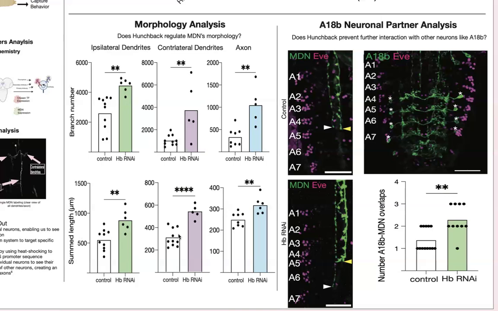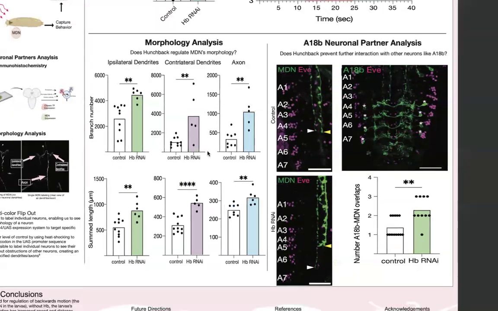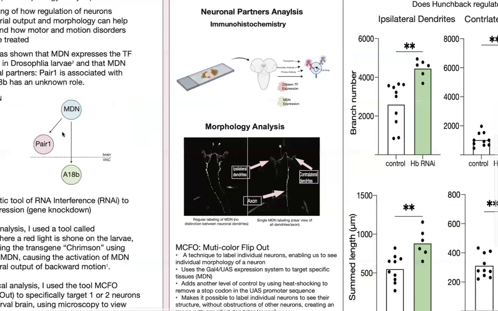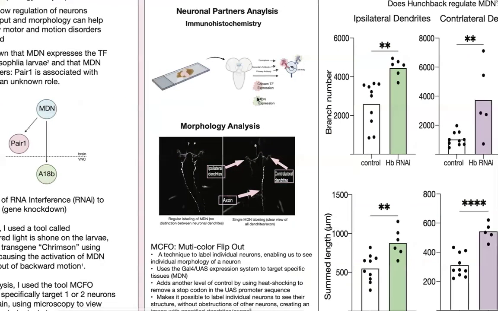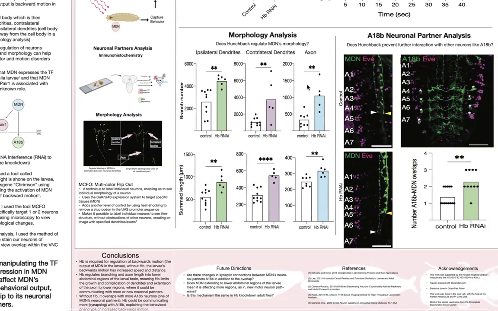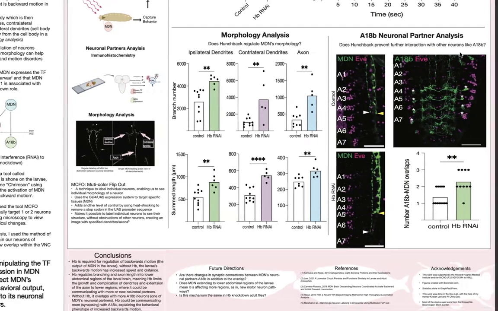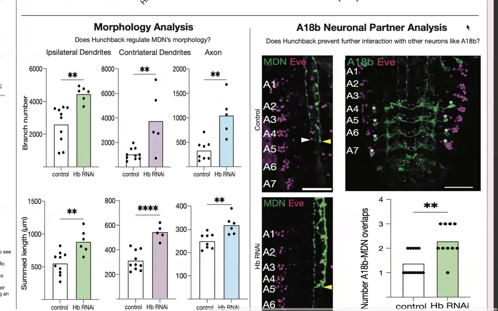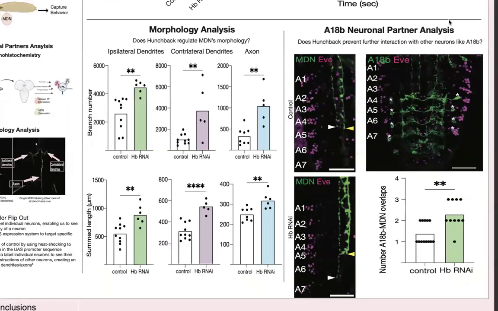And so this led us to think that the MDN has its neuronal partners in a descending fashion. So MDN's up here and it's connecting to these, usually through the axon. So we wanted to see if the axon itself is connecting to new neuronal partners or possibly connecting to A18B, which has an unknown role. So our next experiments were to see if Hunchback prevents further interaction with other neurons like A18B. So we looked specifically at A18B.